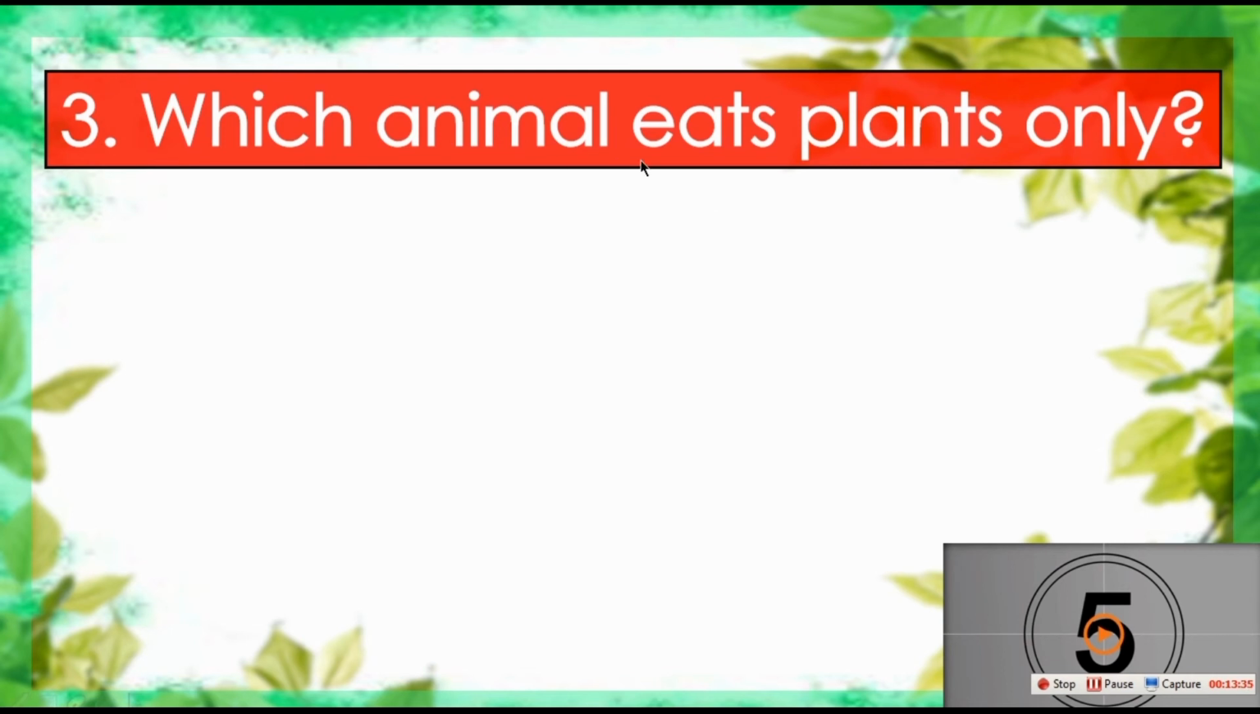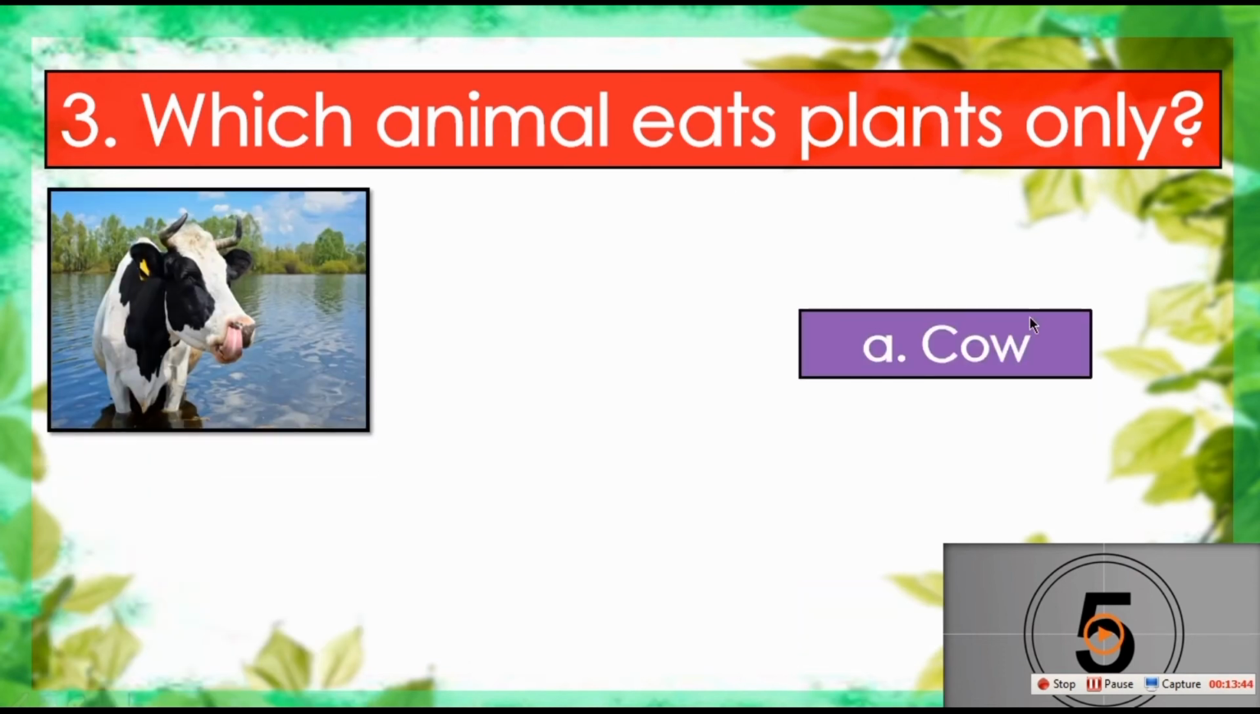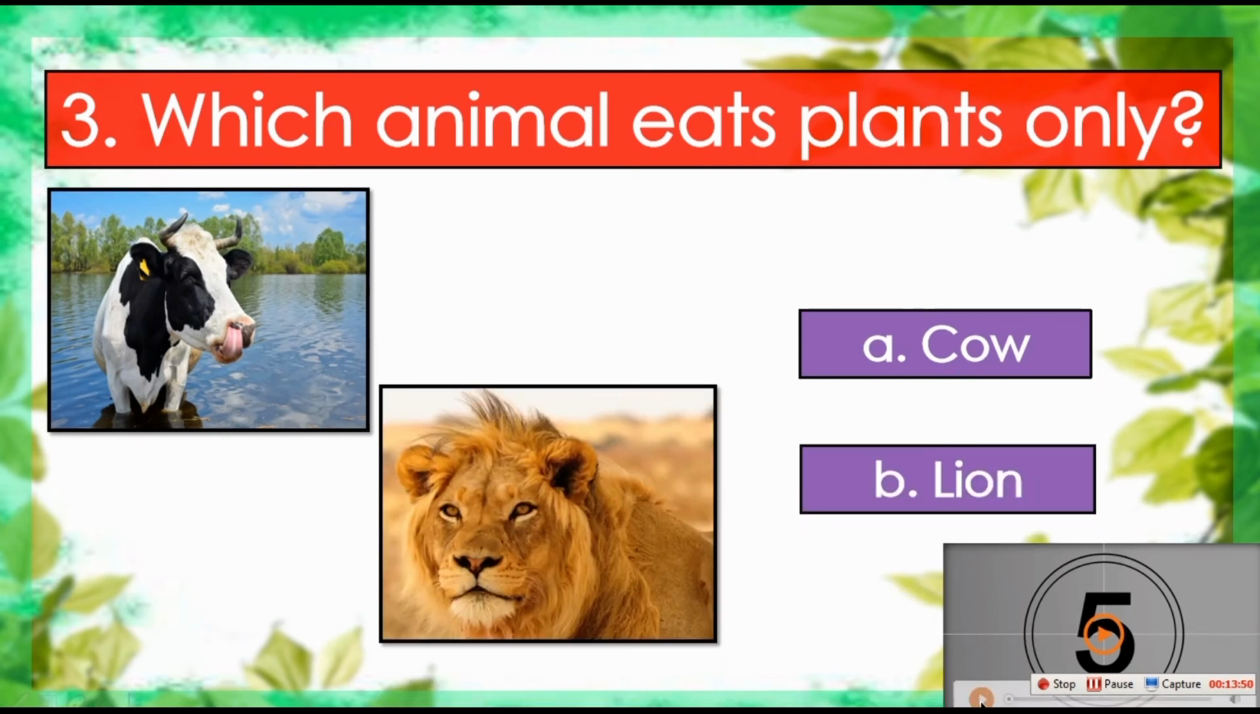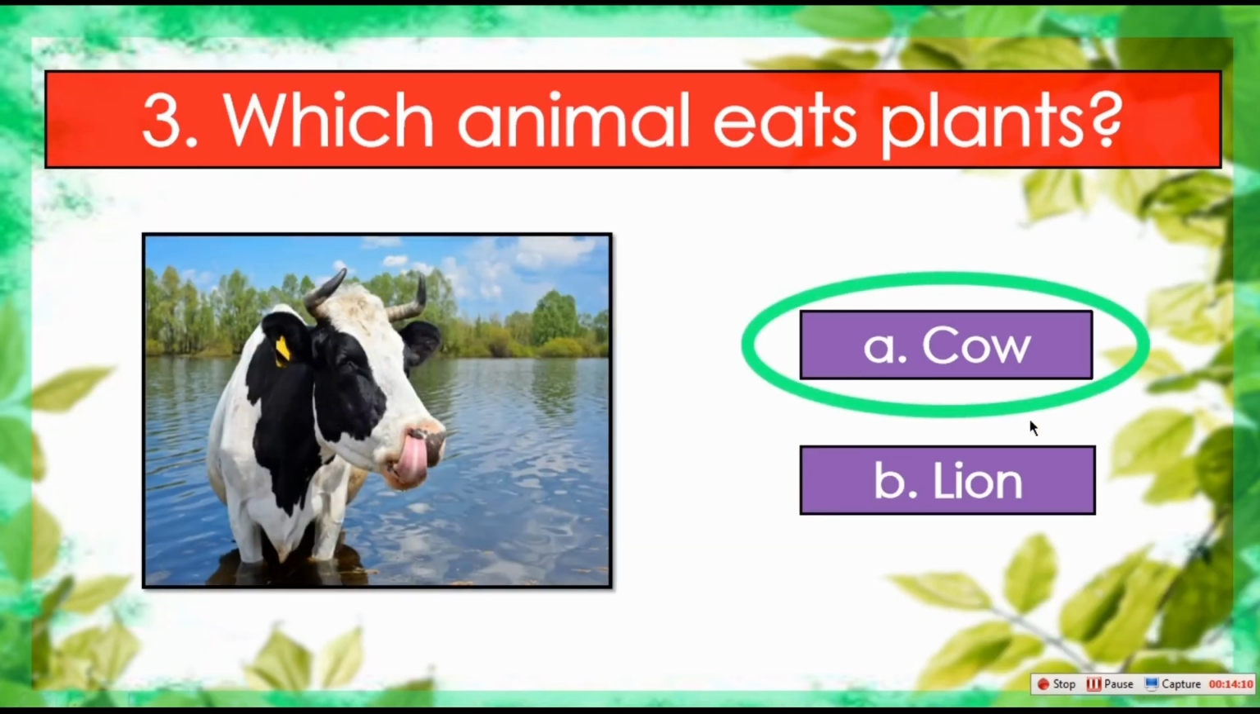Next, which animal eats plants only? Letter A, cow. Letter B, lion. 5 seconds for you to answer. Okay, so our answer is letter A, a cow. Cow eats plants only.